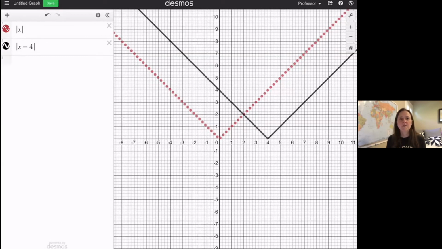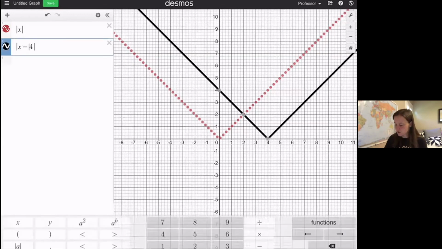The best way I can give you an intuition about this is to think about that point at the V that has a y coordinate of 0. So in order for this function, x minus 4, to get a y coordinate of 0, you have to plug in a positive 4. 4 minus 4 is going to give you that 0 point on the graph.